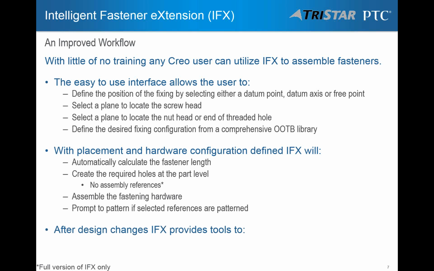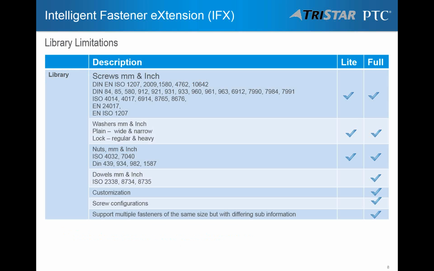After the design changes, the Intelligent Fastener extension provides tools to check whether fasteners are long enough, as well as check whether or not the holes are aligned with the fasteners. Now, some of these functionalities are available in different versions of the tool. There are two versions. There's a light version and a full version.